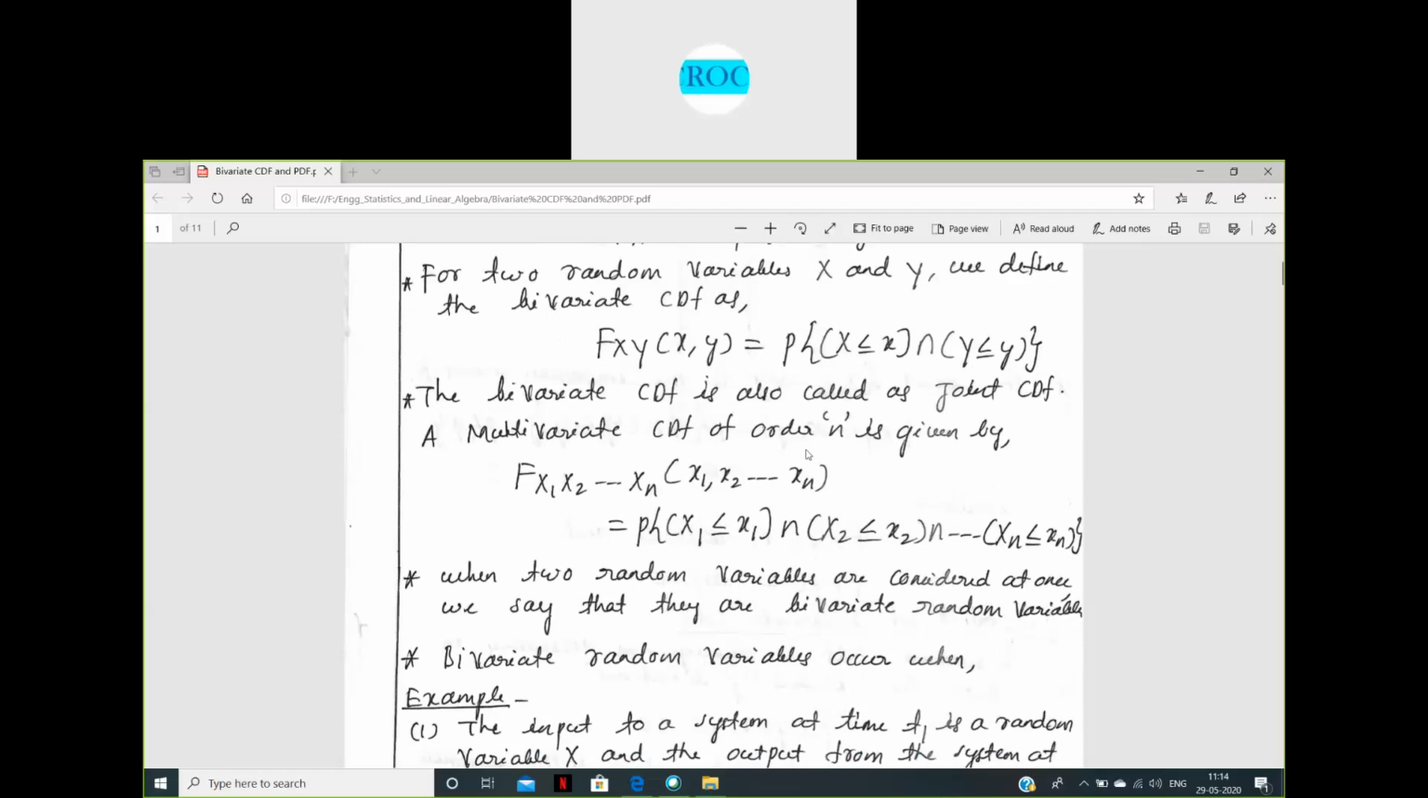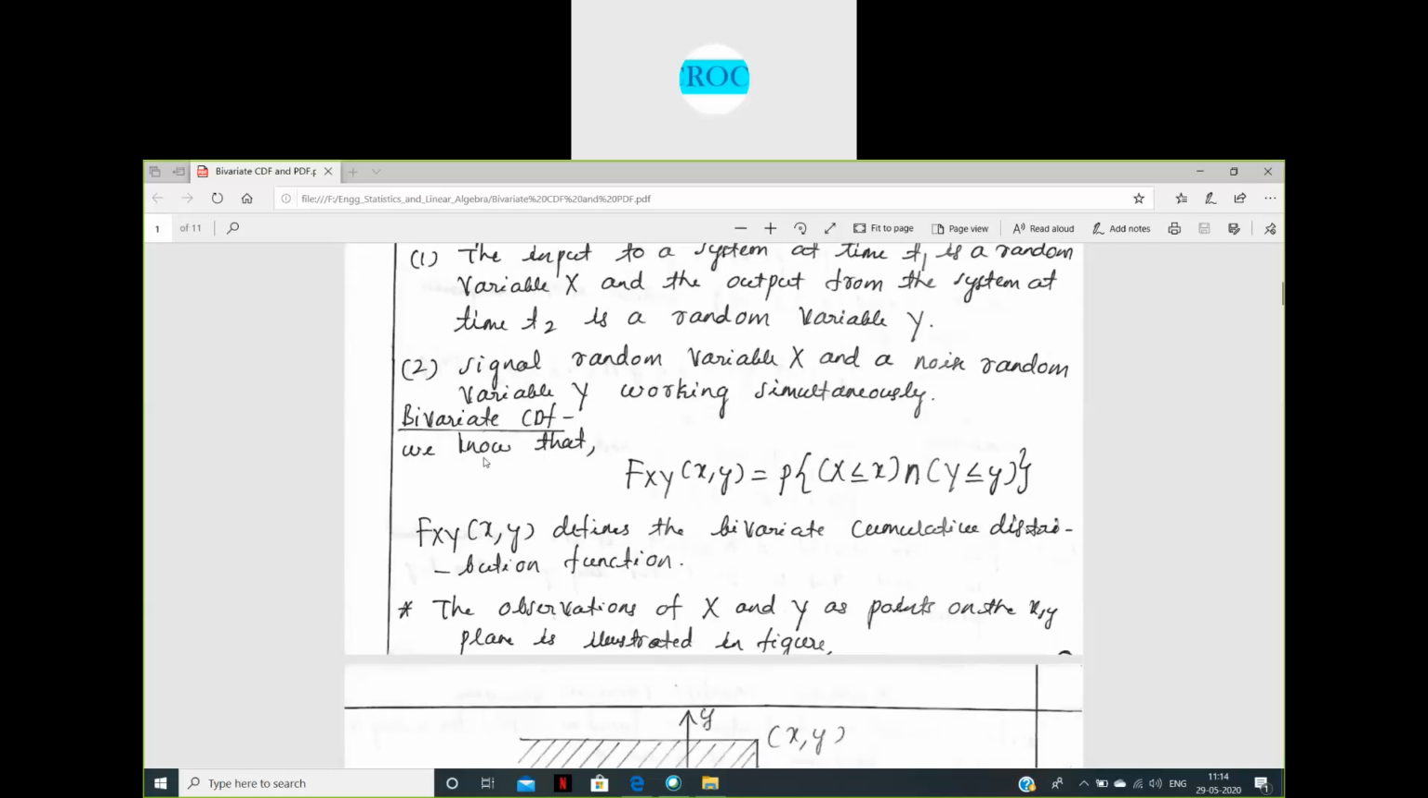Now this could be extended to n random variables. At that time, for n random variables, the CDF is called the multivariate CDF. We have F(x1, x2, ..., xn), which is equal to the probability that X1 is less than or equal to x1, intersection X2 less than or equal to x2, intersection ... Xn less than or equal to xn. It could be extended to any number of random variables.